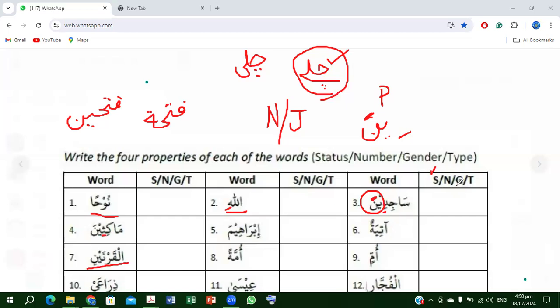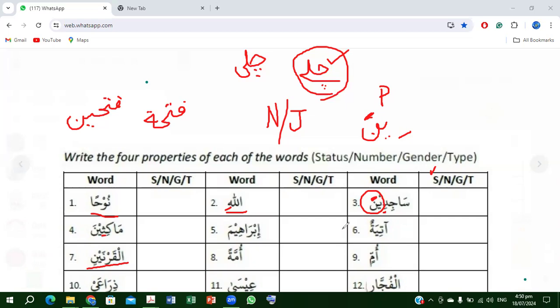How did you understand it's masculine? Because it does not fall under the feminine rules. Yeah, and if we can't recognize it as feminine, it will be masculine. Masculine, yes. And type? Type is common, because there is no alif lam. Sajidina means the one who prostrates, it could be any. It's not a personal name.